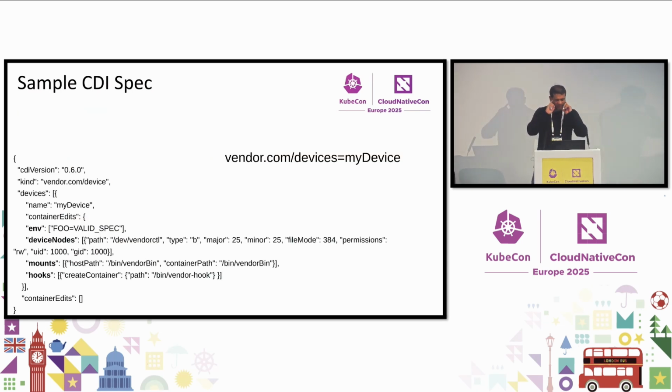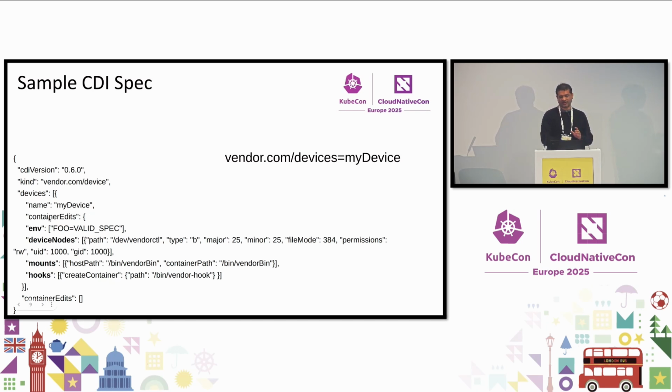So this is roughly how a sample spec file looks. Is the cursor working? Yeah. So this is how you identify a device on the host, right? You say vendor.com/device equal to my device, which is my first device here.